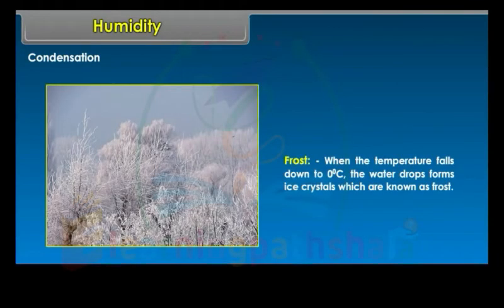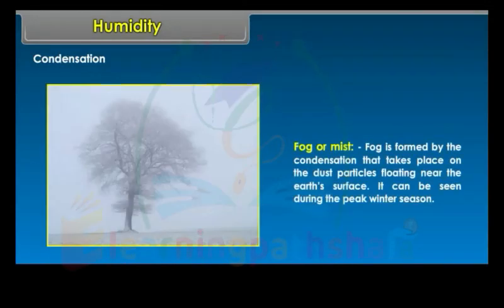Frost. When the temperature falls down to 0 degrees Celsius, the water drops form ice crystals which are known as frost. Fog or mist. Fog is formed by the condensation that takes place on the dust particles floating near the Earth's surface. It can be seen during the peak winter season.